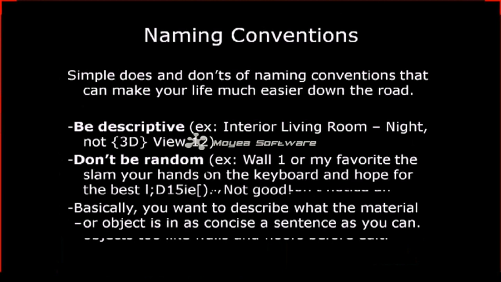You're going to have to open up every single one of these random 3D views to figure out what's going on. And this one probably happens 100 times a year, is when people are random when they're naming stuff. For example, wall 1 is not descriptive enough for you to know what wall 1 was. You have no idea. If somebody's trying to help you, they're not going to have any idea. And then my ultimate favorite is the slam-your-hands-on-the-keyboard-and-hope-for-the-best, which is like L semicolon capital D 15 IE bracket. Basically these just aren't good. Don't do them, because it'll end up wasting hours of time that you don't have.